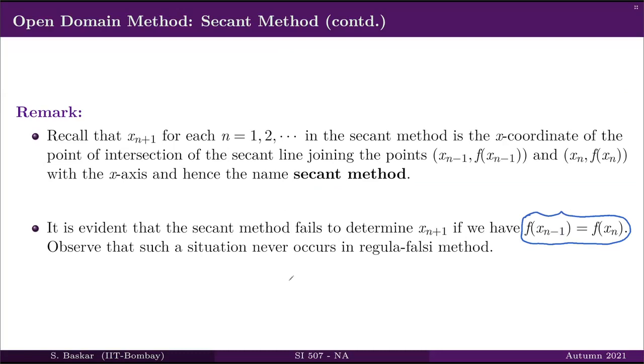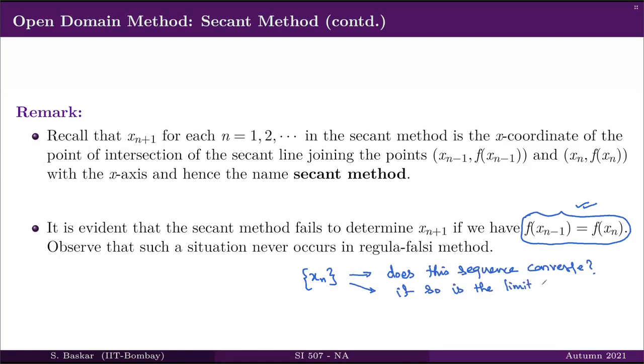Now the question is, suppose such a situation is not occurring and you don't stop your iteration at any term xn, then you will keep on going with this calculation and you will land up with a sequence of real numbers generated by the secant method iteration formula. And now the question is, does this sequence converge? Then the next question is, if so, is the limit a root of the equation f of x equal to 0? So these are the questions we have to answer.